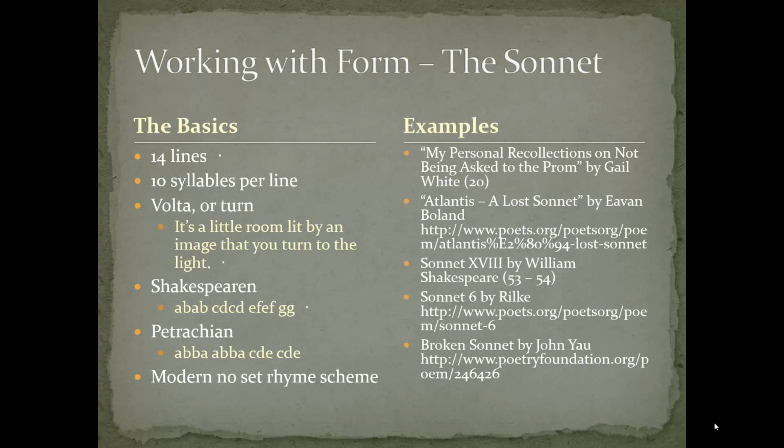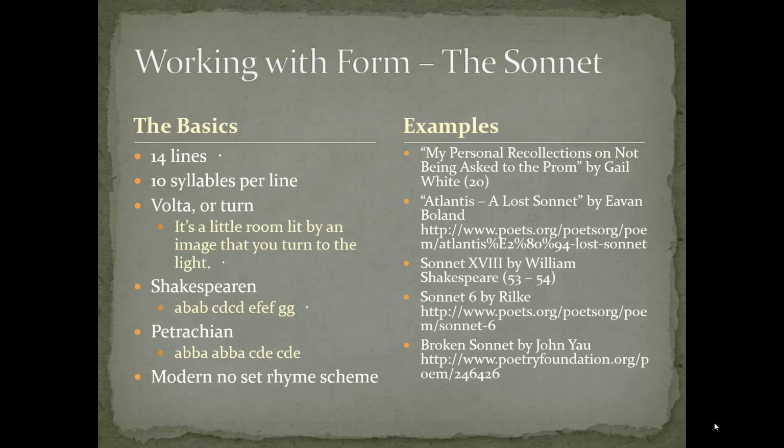Working with form. The first form we're going to talk about is the sonnet. The sonnet is 14 lines long. It has 10 syllables per line. At the end, there's always a turn, a volta. It's a place where you light up the room from a different angle so that we really see it in a different way.